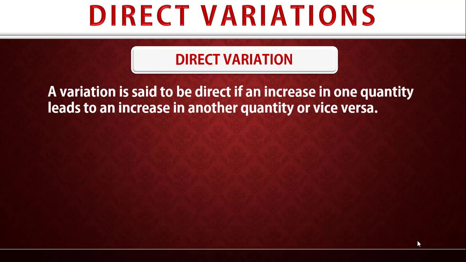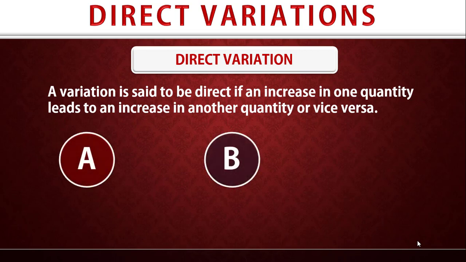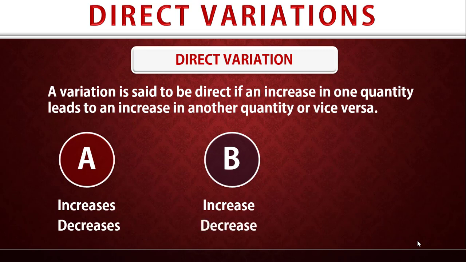A variation is said to be direct if an increase in one quantity leads to an increase in another quantity, or vice versa. For instance, if you have quantity A and quantity B, if quantity A increases, that means B will also increase. And in the same vein, if quantity A decreases, it means quantity B will also decrease. Questions on direct variation might come like this.